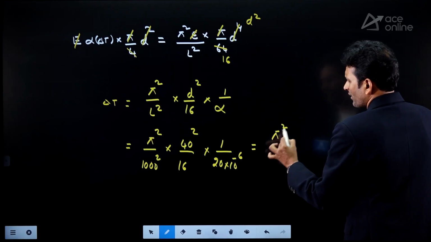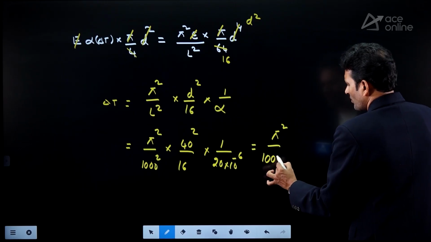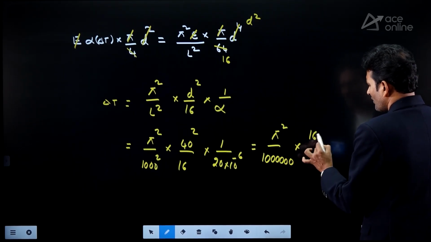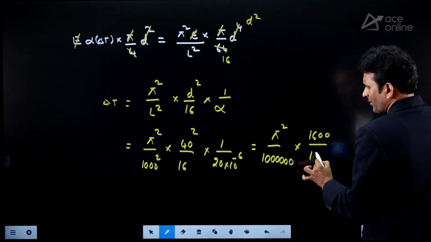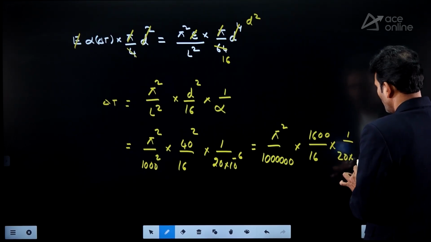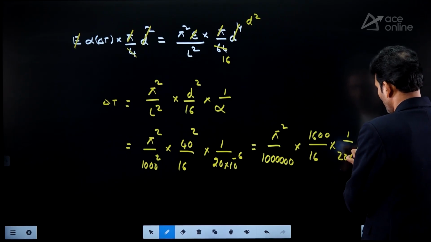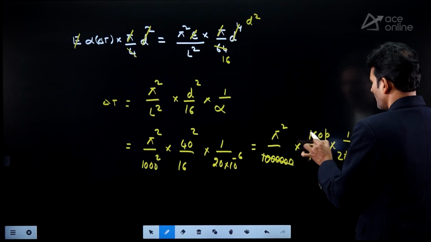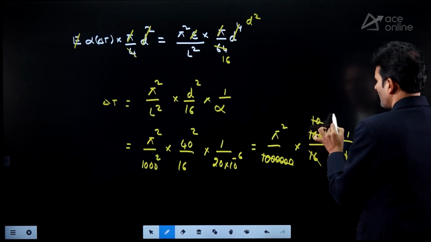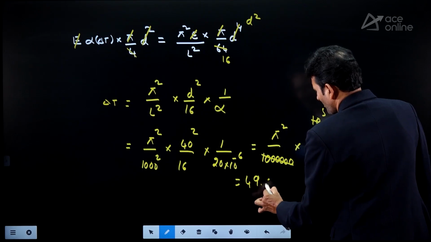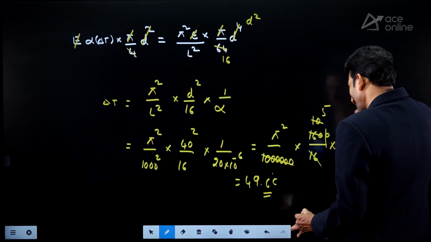Pi square divided by 1, 2, 3, 4, 5, 6 into 1600 divided by 16 into 1 by 20 into 10 power minus 6. This one is getting cancelled, na? The 10 is getting cancelled. This is 10 and this is 5. Pi square into 5, approximately it is 49.6. You can verify it. Final result.